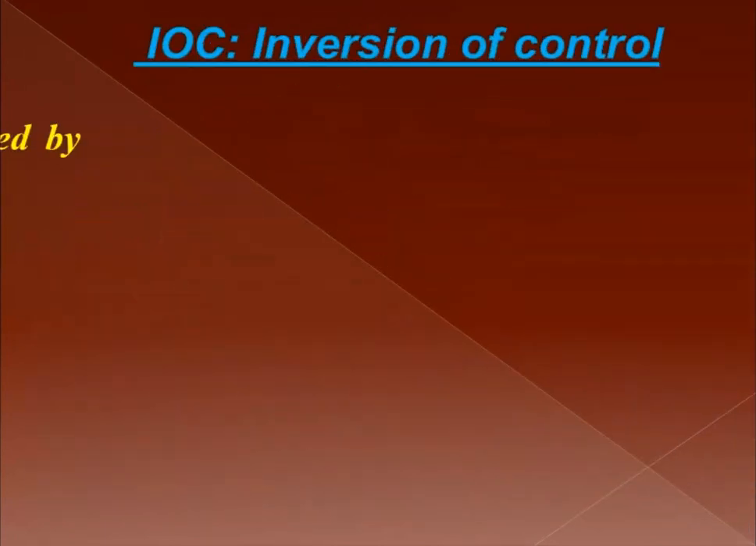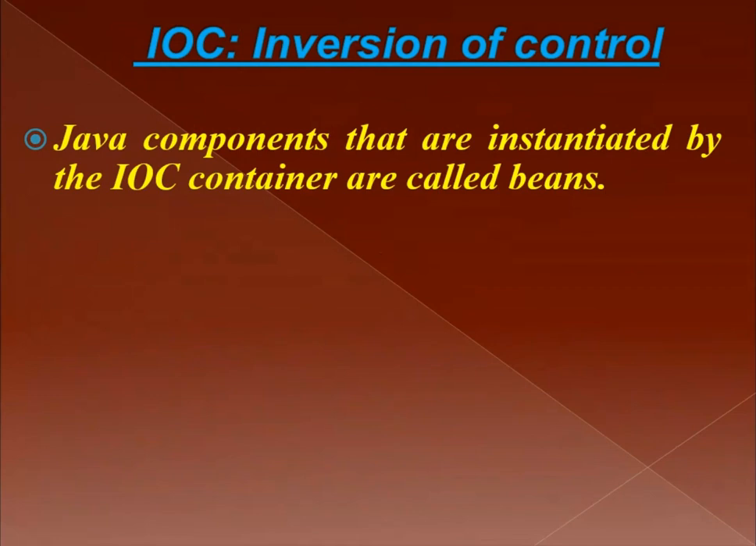Okay, so inversion of control. What is inversion of control? Java components that are instantiated by the IOC container are called beans. So what are beans? A bean is a simple object, the same as a Java object, but the difference is that we are not creating the object. If we create an object with the new keyword, this is called an object. But if the object is created by the Spring framework inside the IOC container, that object is called a bean.